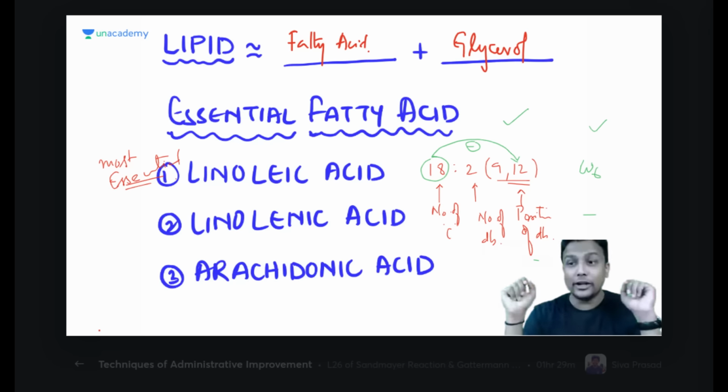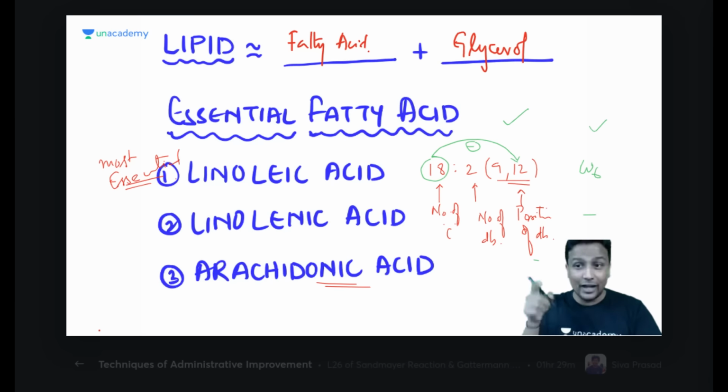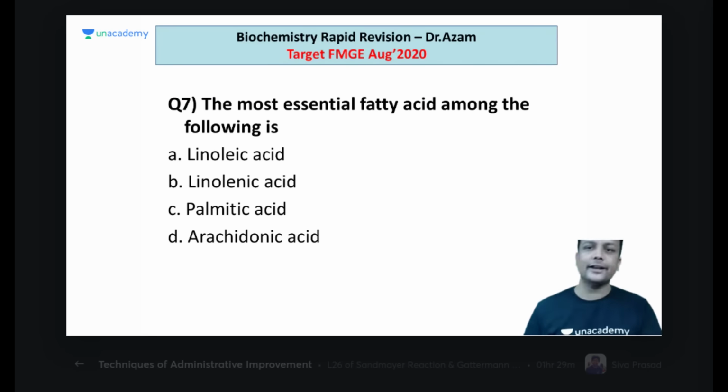COX and LOX pathway, okay? Don't take me wrongly, it is cyclooxygenase and lipooxygenase. And what comes there, sir? Arachidonic acid comes there, and it is nothing but one of the essential fatty acids. Understood? So you have to correlate these two. Arachidonic acid is an essential fatty acid, and remember that in the pharmacology part, guys. So welcome back to this question again. The most essential fatty acid will be your linoleic acid.